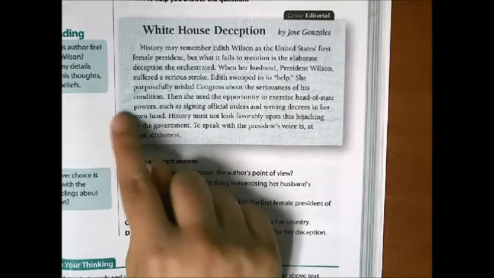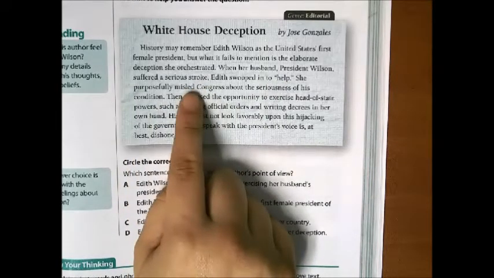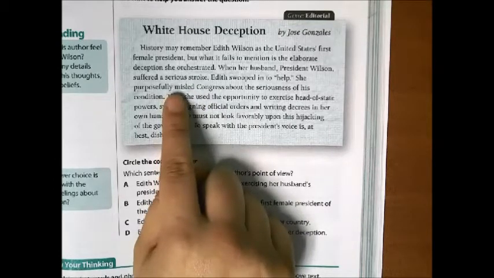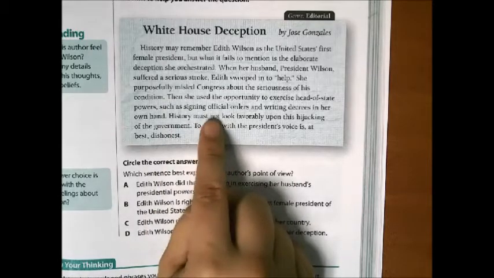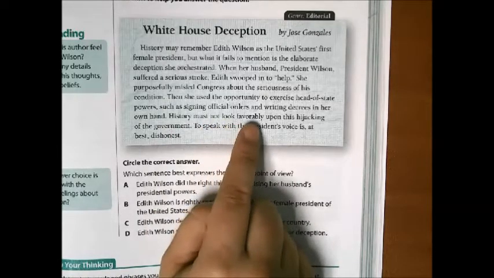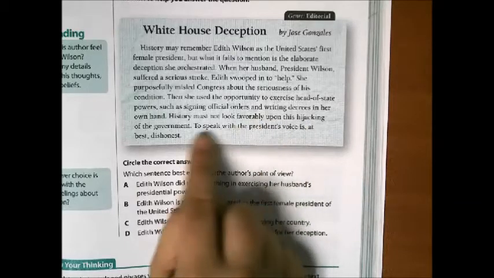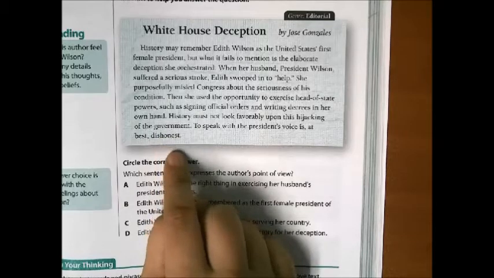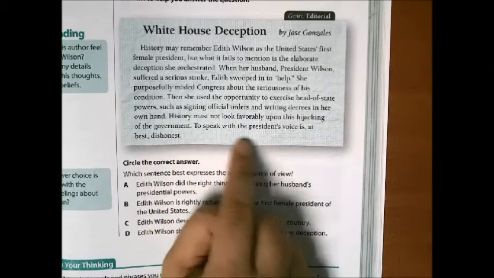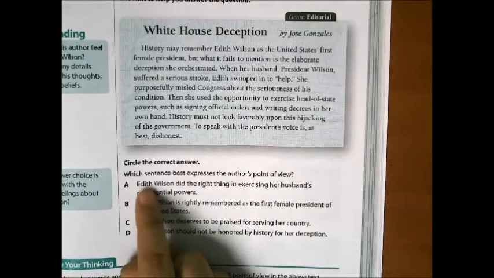It goes on and says that she purposely misled Congress. So this right here, misled and purposely, are very negative. And then he goes on to say that we should not look favorably upon this hijacking. These are all very negative words. And then finally says that she was dishonest. So there's a lot of feelings and thoughts that this author has towards Edith Wilson, most of which are negative.